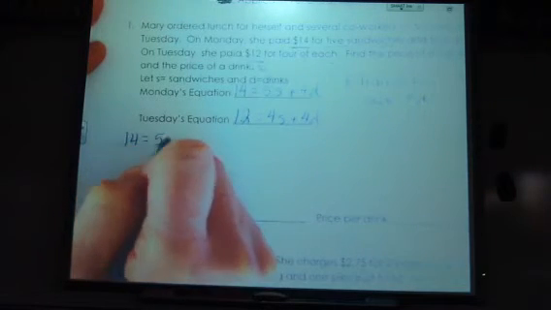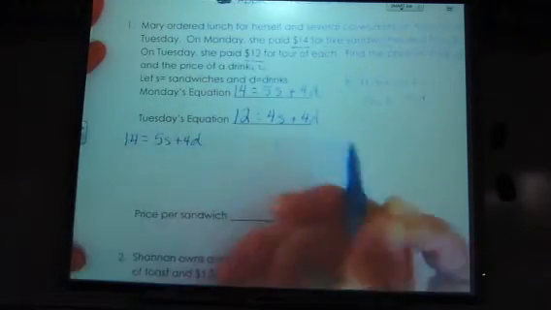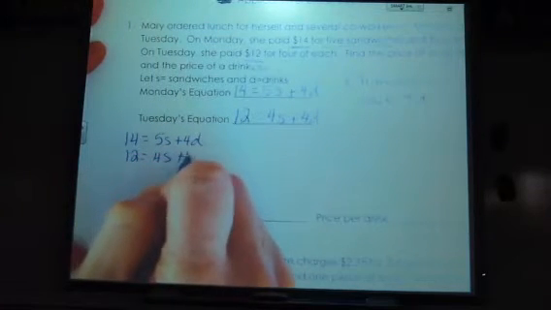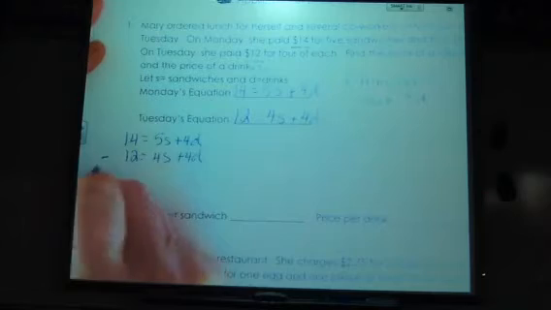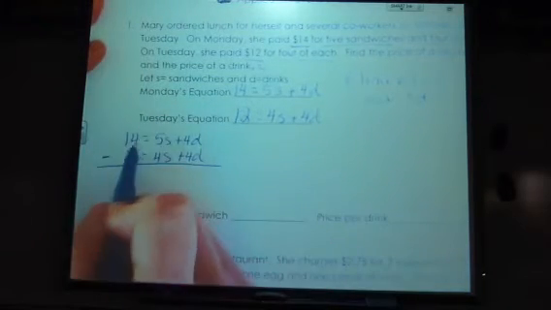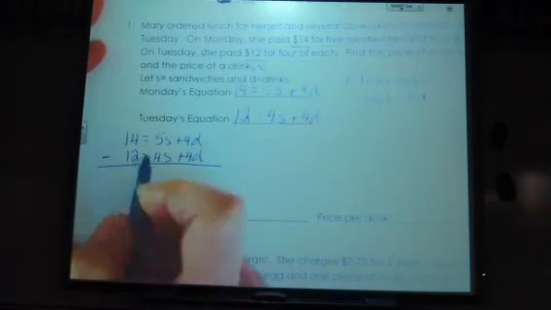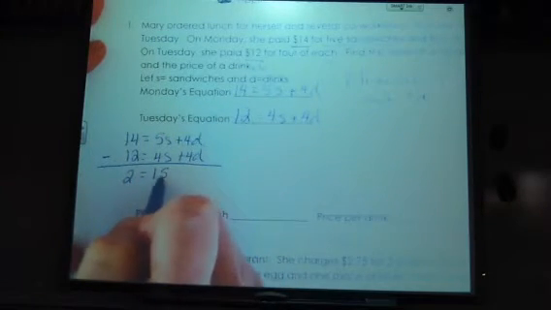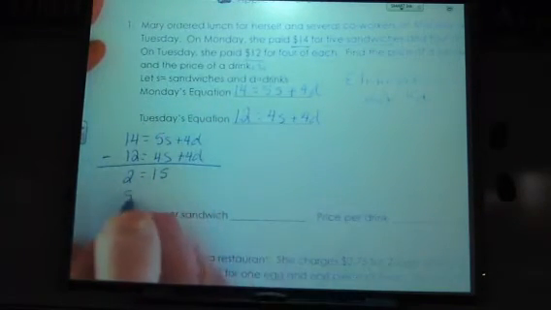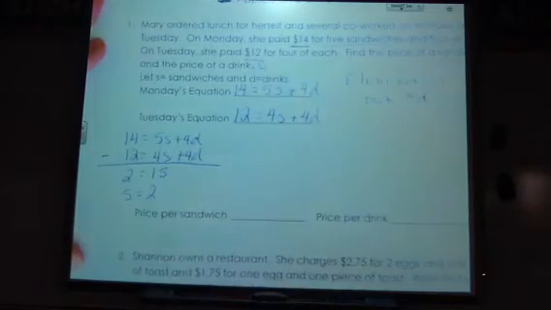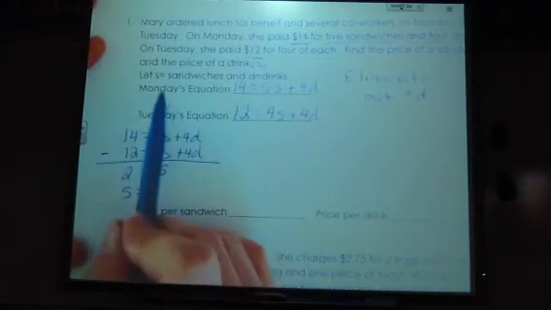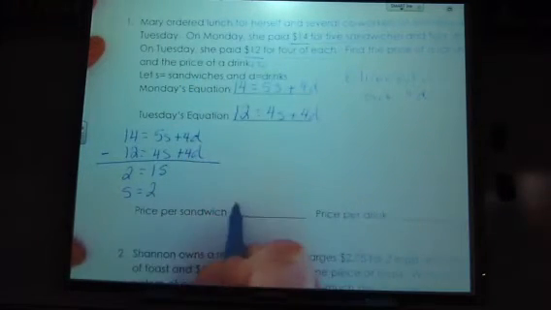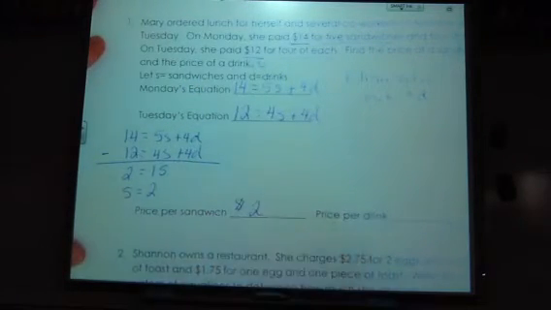14 equals 5S plus 4D. 12 equals 4S plus 4D. And what we're going to do here is we're going to subtract. 14 minus 12 is 2. 5 minus 4 is 1, and the D cancels out. So S equals 2. Well, what does that mean? S represents sandwiches, so the sandwiches cost $2.